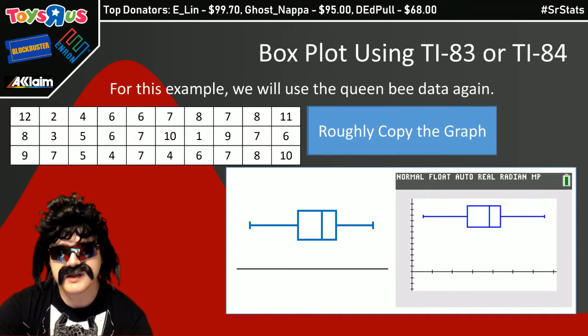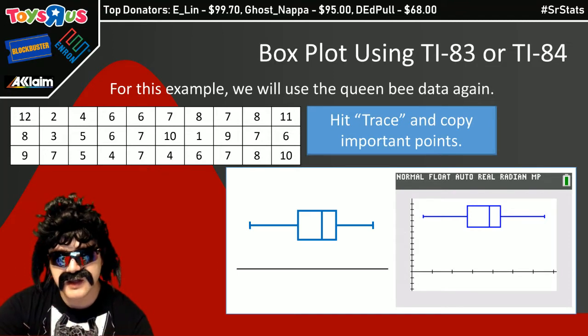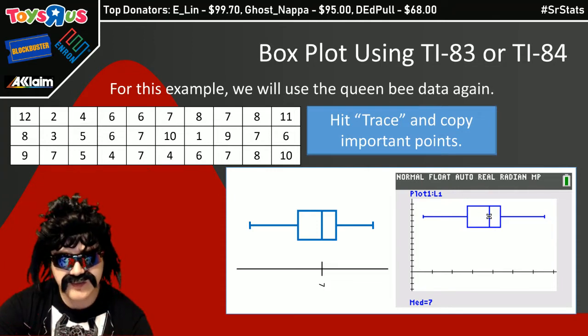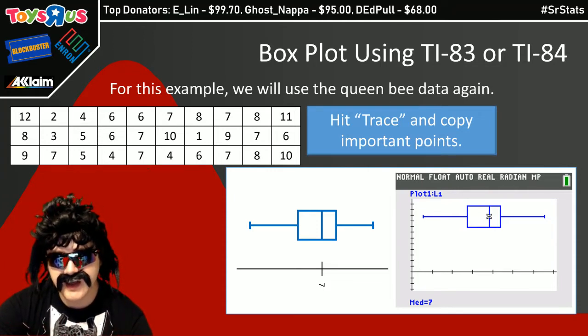Alright, this makes it very, very simple, because all you have to do is hit trace and copy the important points. Once I hit trace, it goes straight to my median. So I'm going to go right underneath the median that I drew on my picture and label that median. So there's 7. And then I go to the minimum, which is 1.